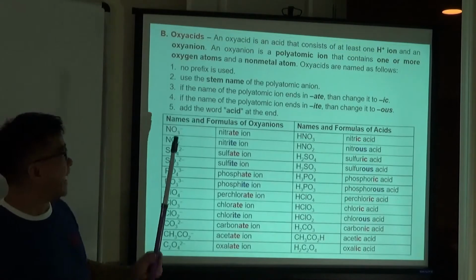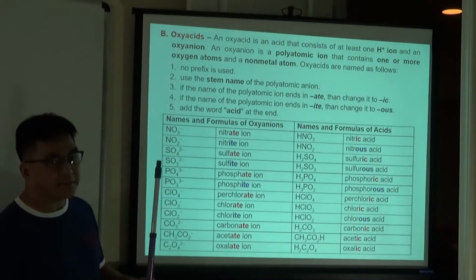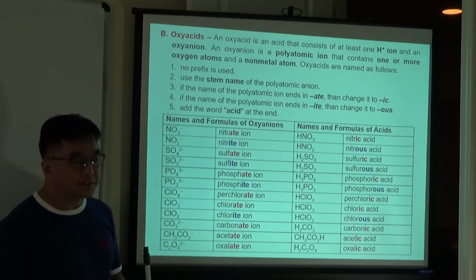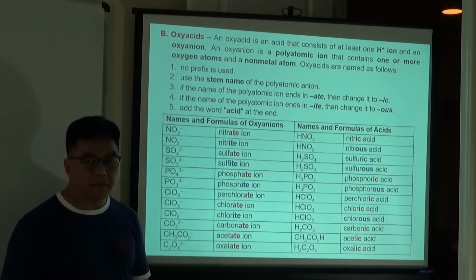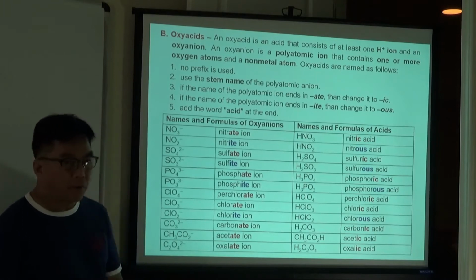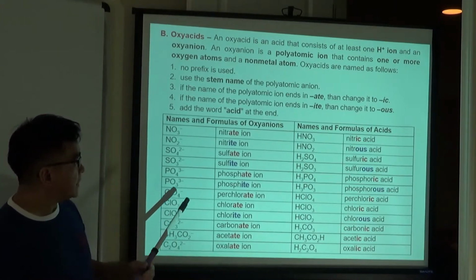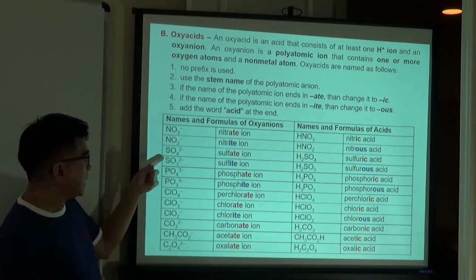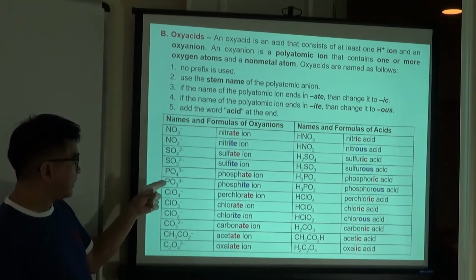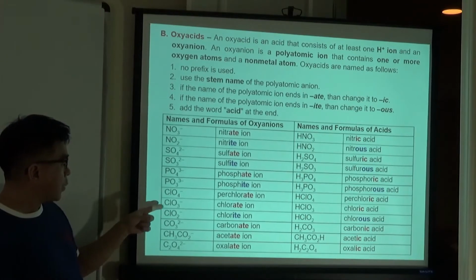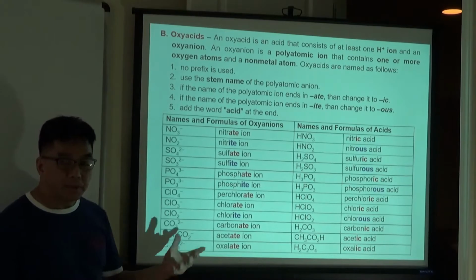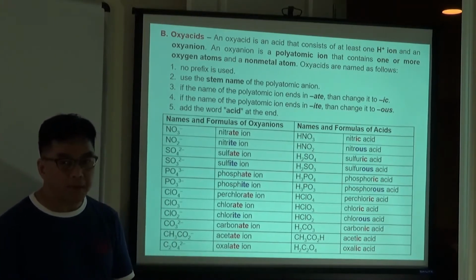And the other type of acid is the oxy acid. Oxy acids are acids that consist of polyatomic ions. Okay, and then we learned about many of these polyatomic ions already before, like nitrate, sulfate, sulfide, phosphate, perchlorate, chlorate, chloride, etc. Carbonate. Okay, so we have learned about those polyatomic ions.